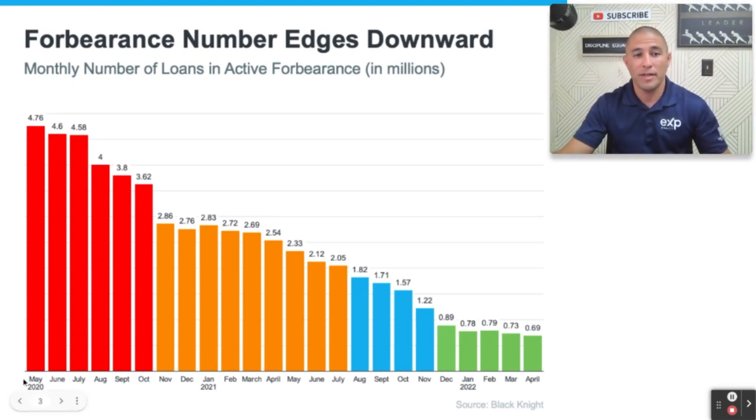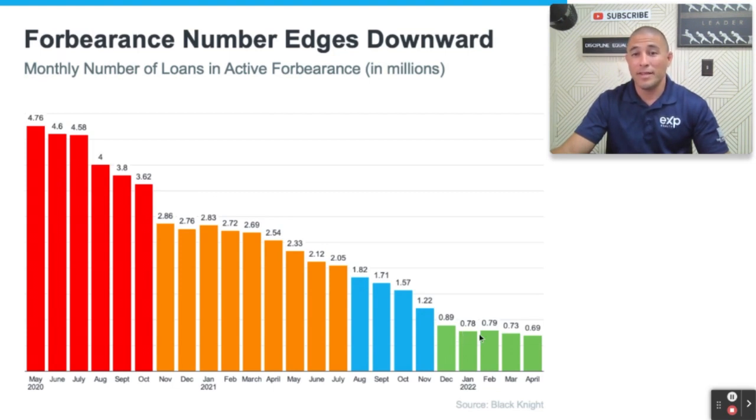So at the height of COVID, right after the economy shut down, when these forbearance programs went into effect, there were almost 5 million loans in active forbearance, right? They weren't paying their mortgage. They were having trouble, and the banks were giving them relief from paying their mortgage. And that number has steadily fallen since then, and we can see that going down.